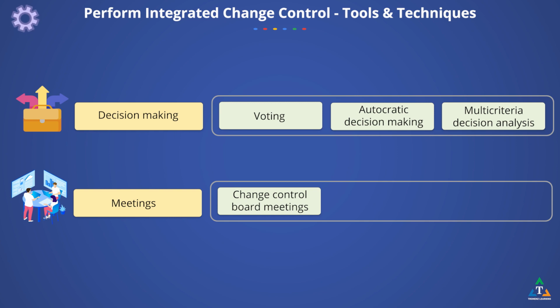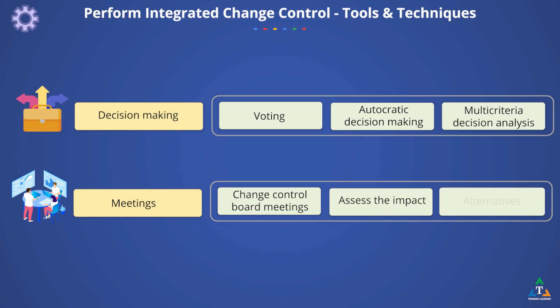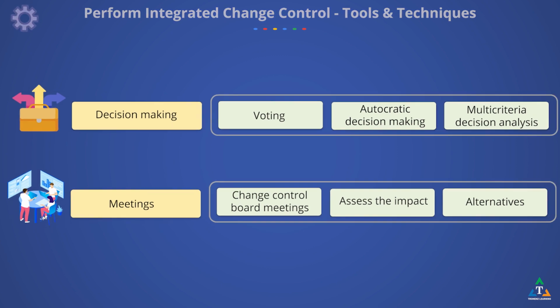Most changes will have some sort of impact on time, cost, resources, or risks. Assessing the impact of the changes is an essential part of the meeting. Alternatives to the requested changes may also be discussed and proposed. Finally, the decision is communicated to the request owner or group. In the next screen, we will discuss the outputs of this process.